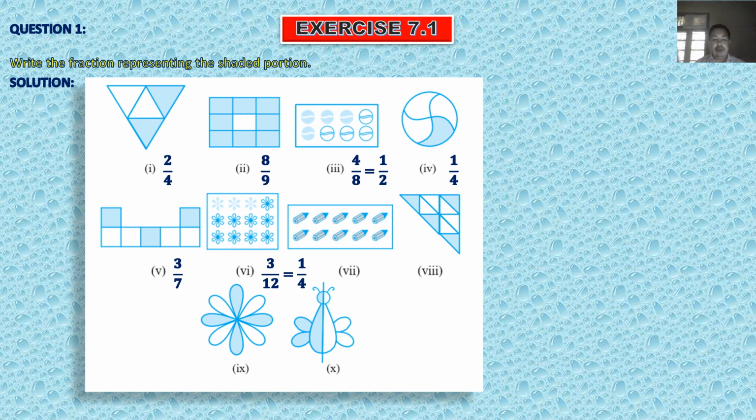The next, Roman number 7. In Roman number 7 you can see there is no shading of the figures, there is no shading of the pictures given in the box. So for that, what we have to do, we have to write 0 by 10, and 0 by 10 is 0 itself. Okay, clear.